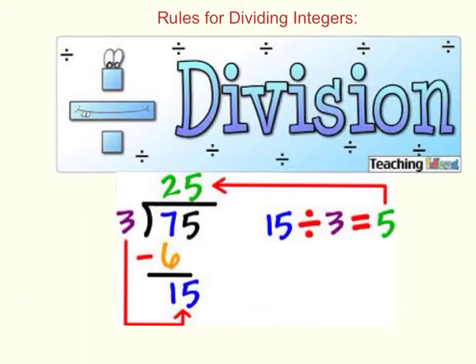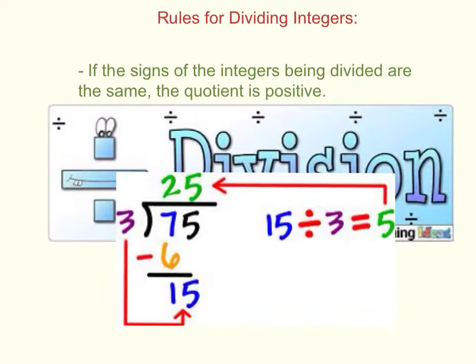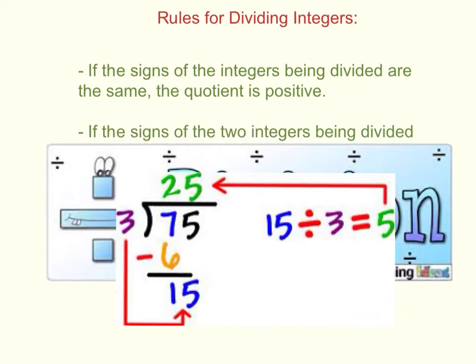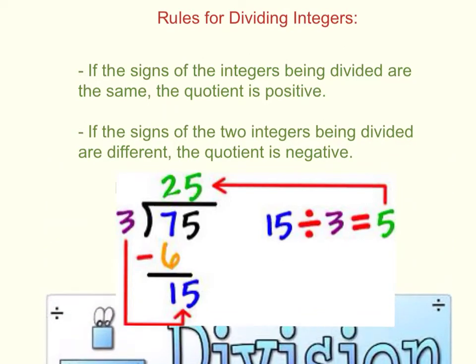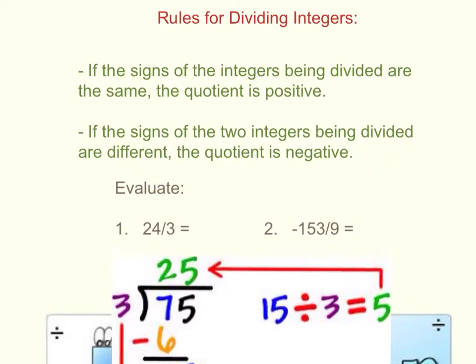Now let's take a moment to talk about the rules for dividing integers. The first rule is, if the signs of the integers being divided are the same, the quotient is positive. The second rule is, if the signs of the two integers being divided are different, the quotient is negative. Please take a moment to pause this video and write down the two rules for dividing integers. Now let's take a moment to try a few examples together.